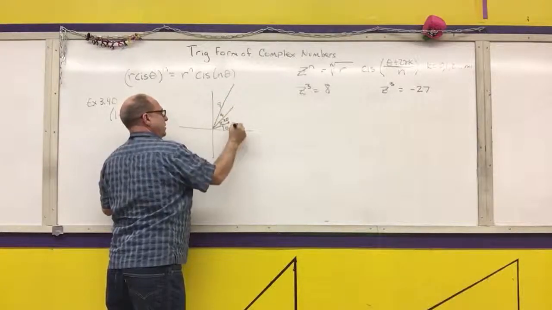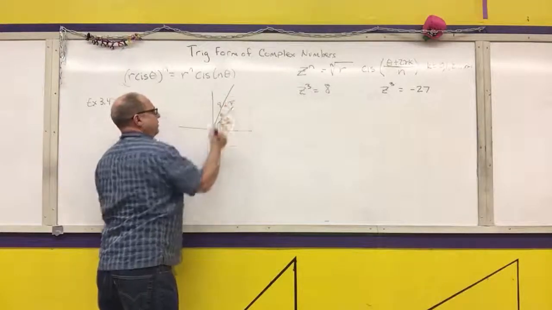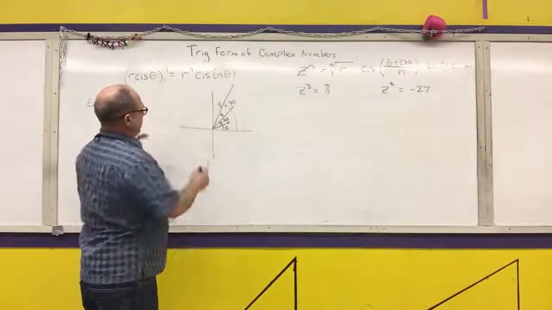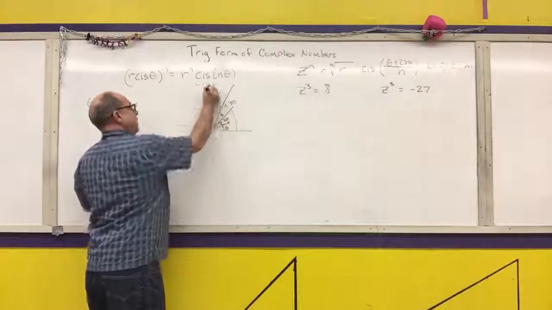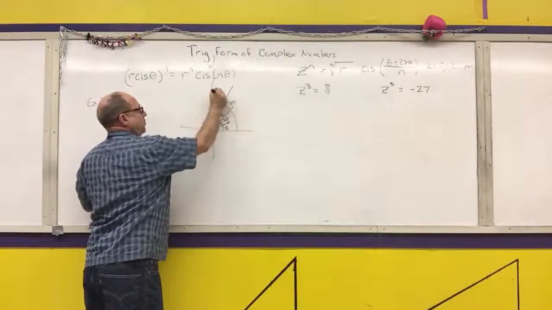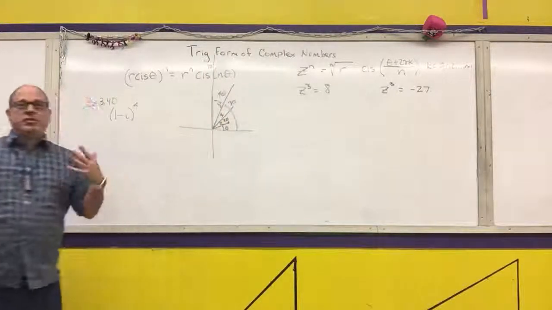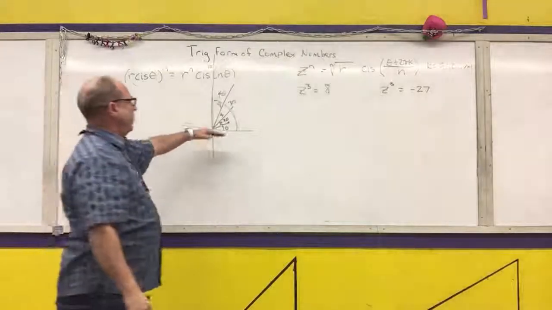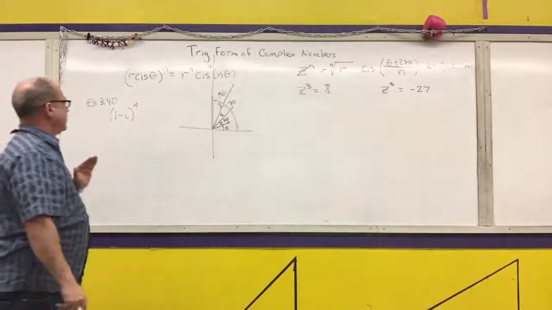So this whole distance right here would be 3 theta. And then if I were to raise it to another power, another theta, this would be 16, and this would be 4 times whatever my original angle is. So that's what we're basically doing by raising complex numbers to powers.